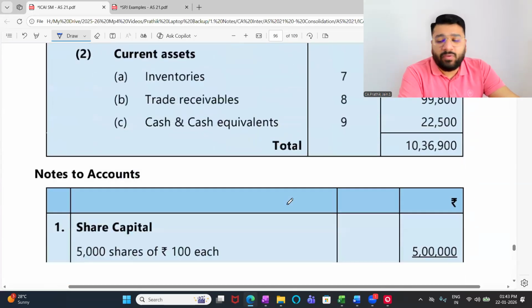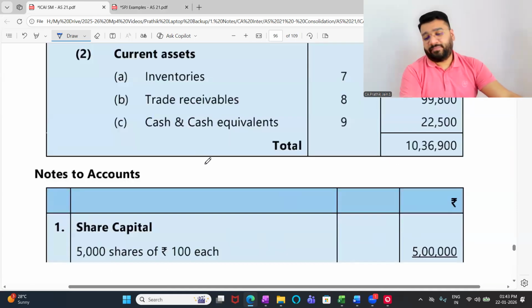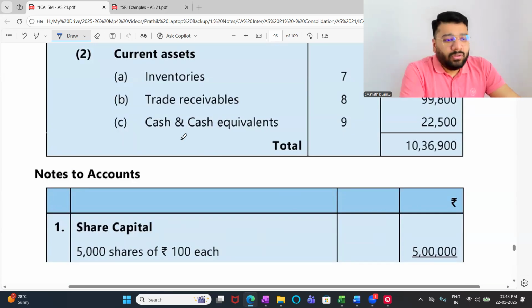So balance sheet, can you take as homework? Now, we will take a break of 7 minutes. And then we'll come back and continue with the next question. Thank you so much.